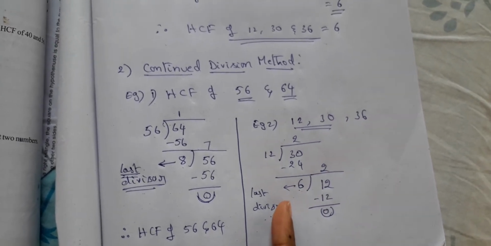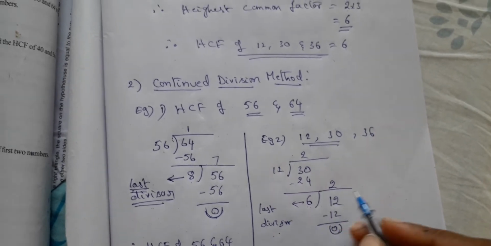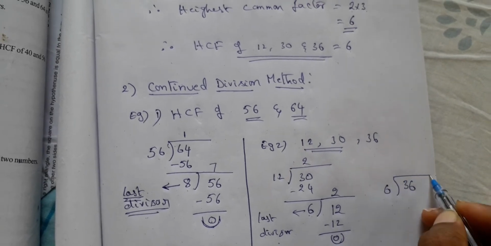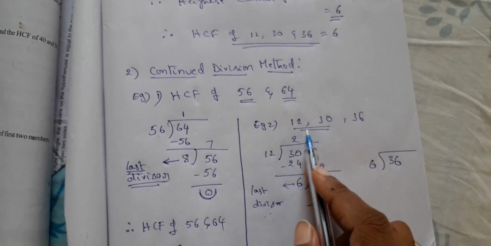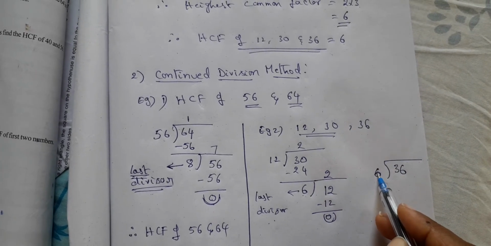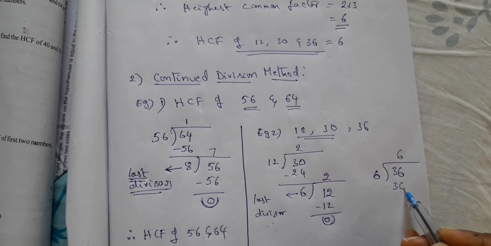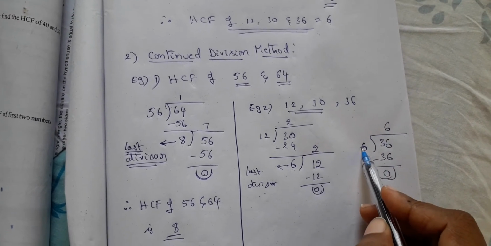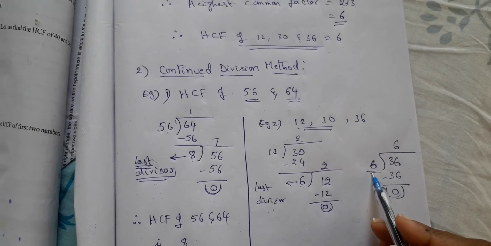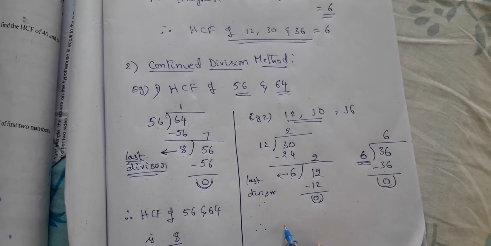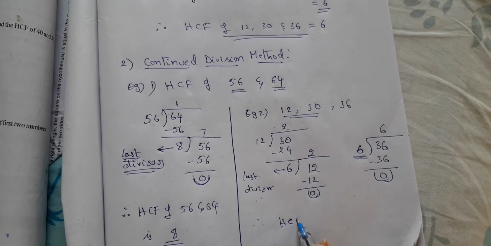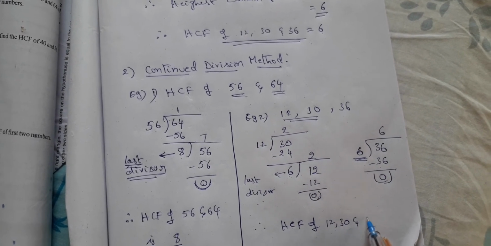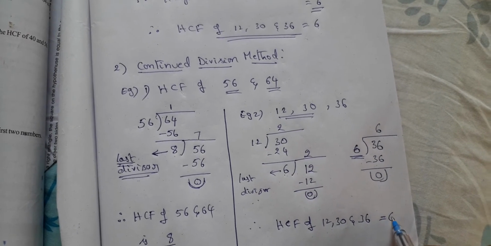With this last divisor, you are going to divide 36. So 36 has to be divided by the last divisor of the previous two numbers. 6 sixes are 36, so we got the remainder to be 0. This itself is the last divisor here. So what is the HCF? HCF of 12, 30 and 36 is equal to 6.